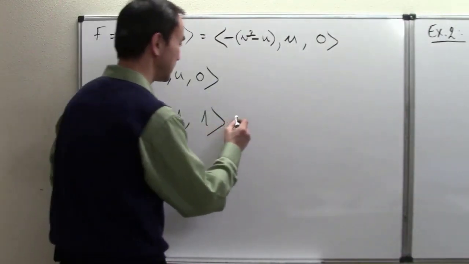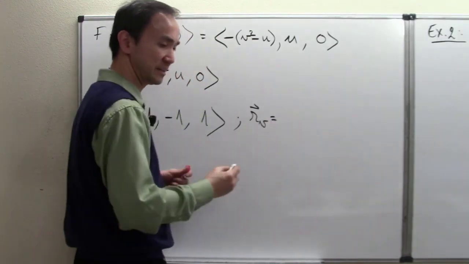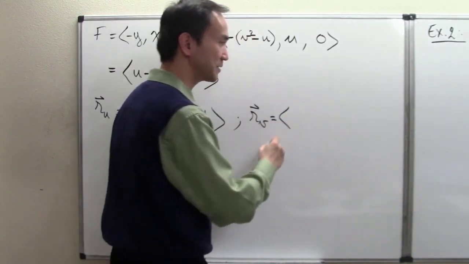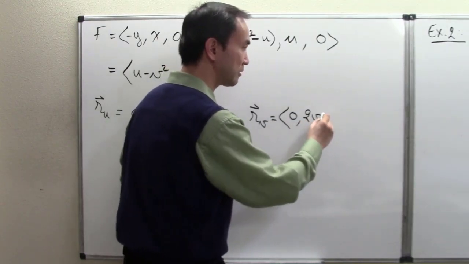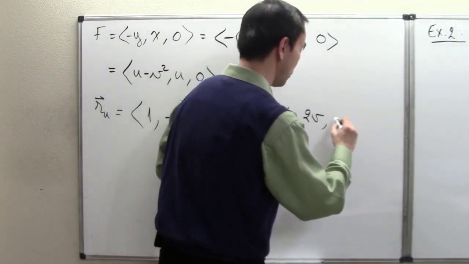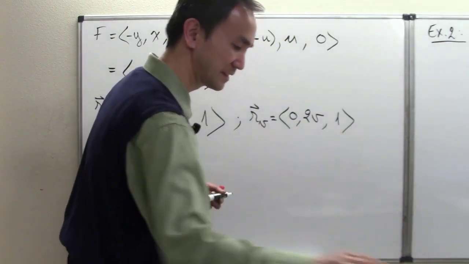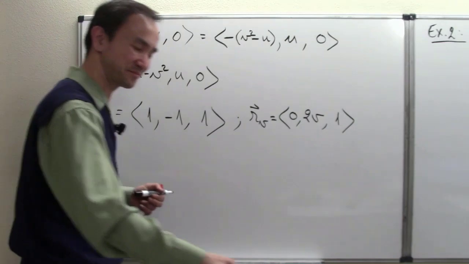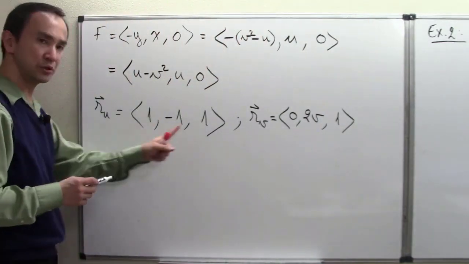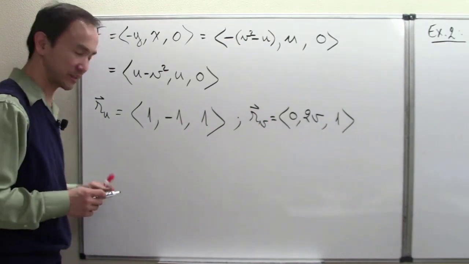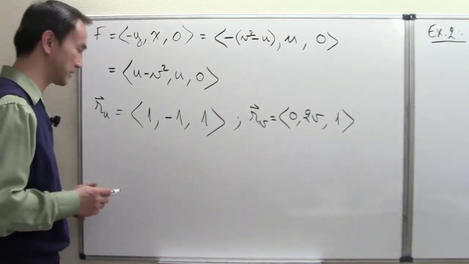And similarly, r sub v is going to be 0 for the first component, 2v for the middle component, and just 1 for the third component. So that's how I'm getting the two partial derivative vectors. These are the two tangent vectors along the two different parameters.